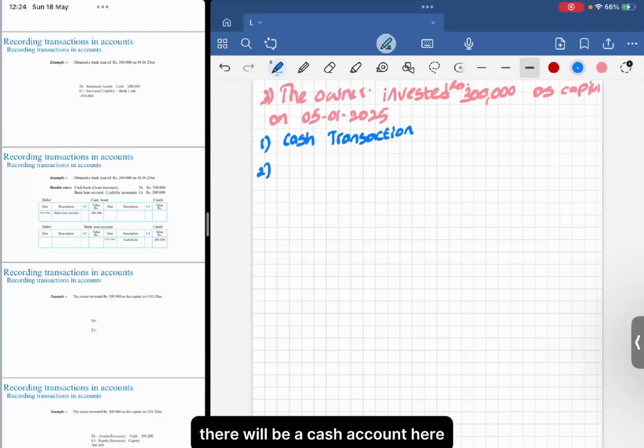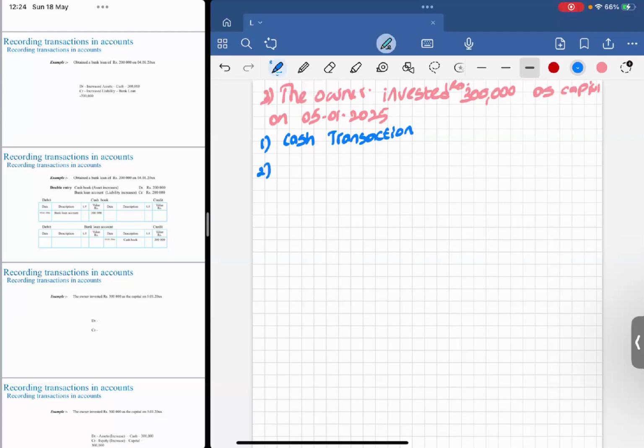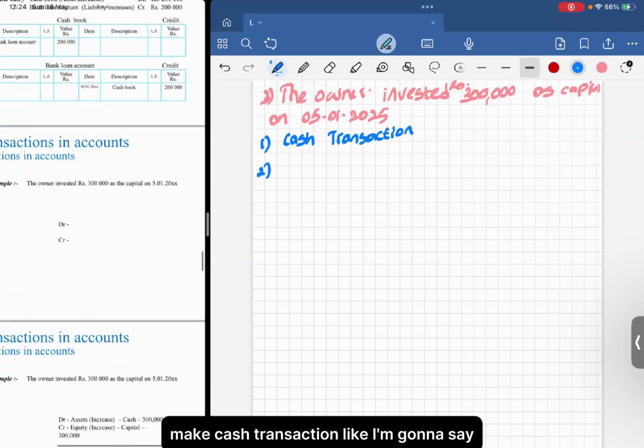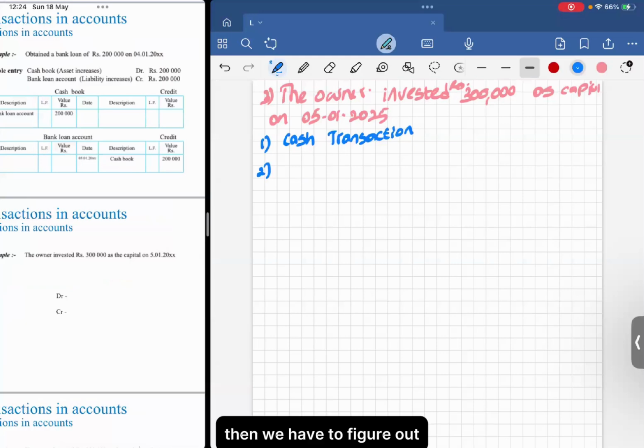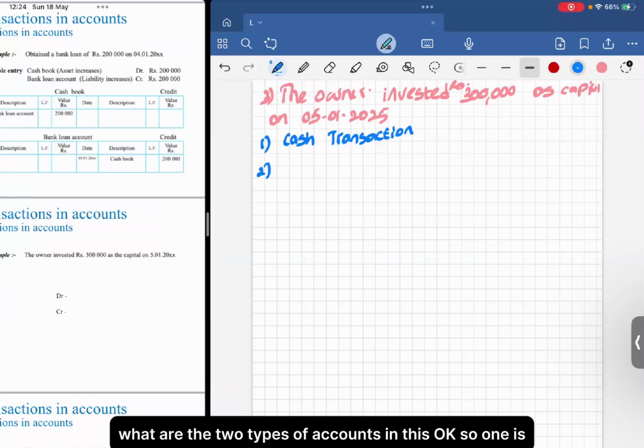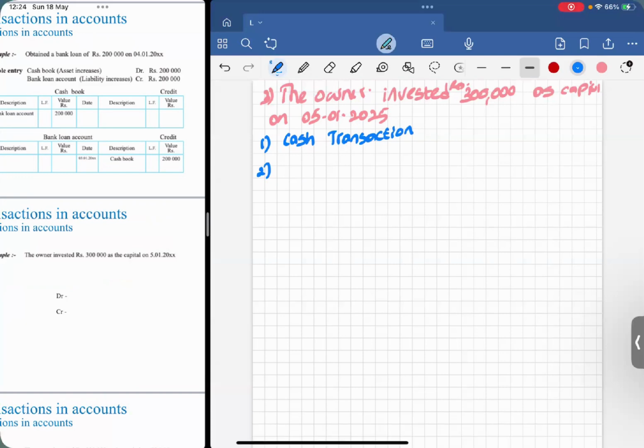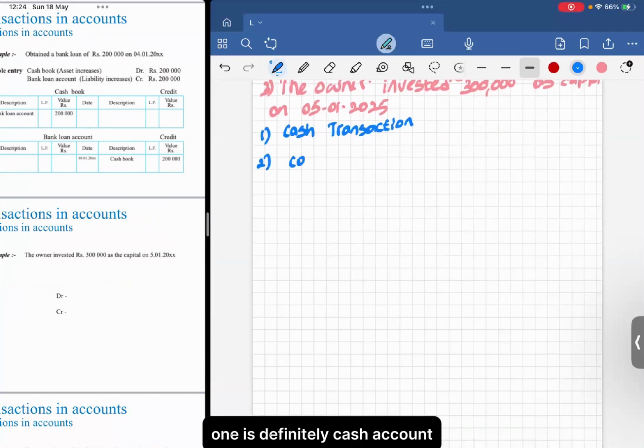a cash account here. Since it is a cash transaction, we know definitely there is a cash account. Then we have to figure out what the two types of accounts are in this. So one is definitely the cash account.